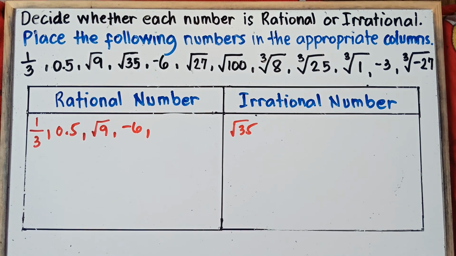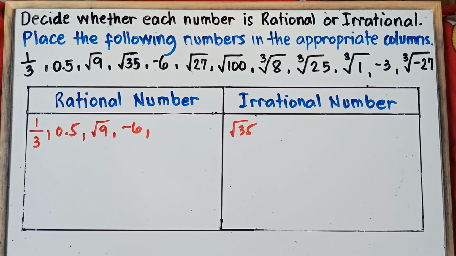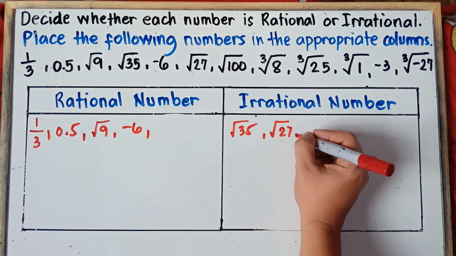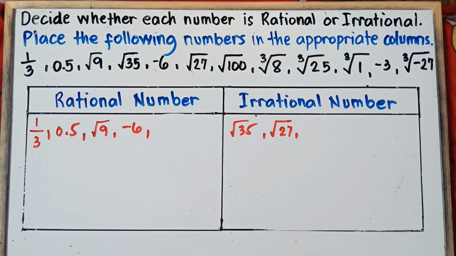Next is square root of 27. Is 27 a perfect square? You think of a number that when you multiply it by itself, you will get 27. For 3, 3 times 3 is 9. 4, 4 times 4 is 16. 5, 5 times 5 is 25. 6, 6 times 6 is 36. Therefore, class, 27 is not a perfect square. We don't have a number that when we multiply it by itself, you will get 27. So square root of 27 is an irrational number because 27 is not a perfect square.